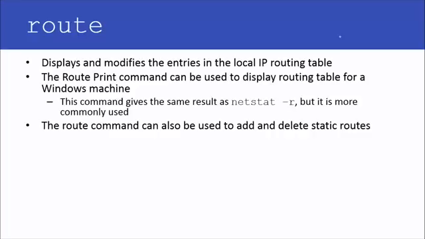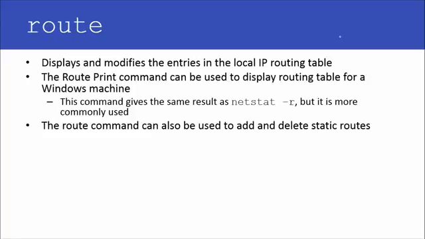All right. The route command. Let's take a look here at our presentation. You can use it to display and modify entries in the local IP routing table. So your local host has a routing table, and you can combine it with the route print command to display the routing table for a Windows machine. This is going to give you the same results as the netstat -r command, but it's a little bit more commonly used. So you can also use it to add and delete static routes.